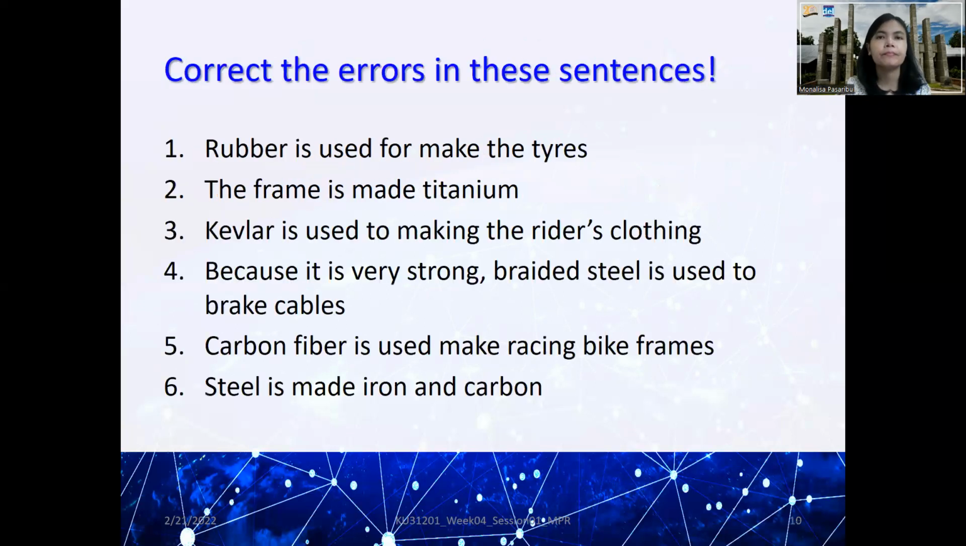Okay, once you have reviewed the grammar, I want you to give a correction to this error. Number one: rubber is used for make the tires. You can change it to either rubber is used to make the tires, or rubber is used for making the tires. So give corrections to these sentences. For the other ones, I also want you to make the corrections. Okay, so that's for the theory session's grammar discussion.